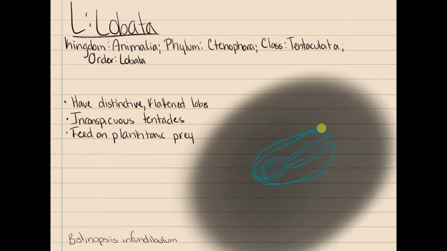L is for Lobata, which are comb jellies with distinct lobes and inconspicuous tentacles.